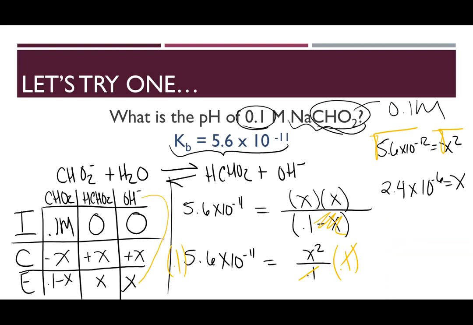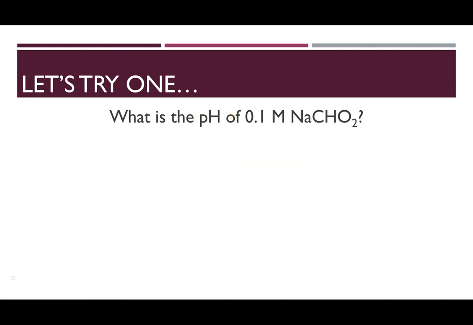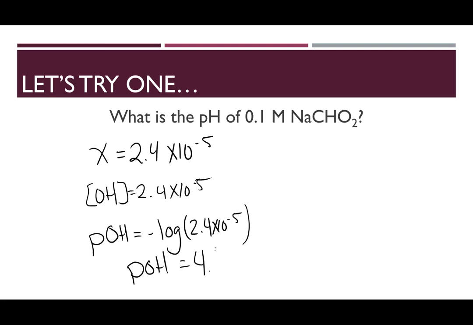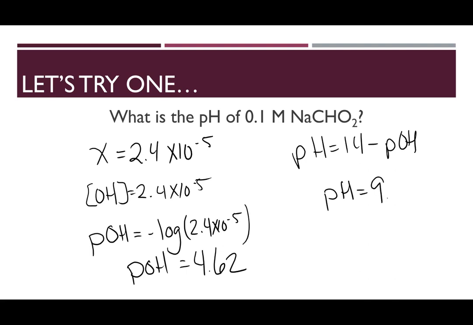So X is the equilibrium concentration of hydroxide, and ultimately we're trying to get to pH, okay? So if X equals 2.4 times 10 to the negative 6, our hydroxide concentration at equilibrium is 2.4 times 10 to the negative 6. To get the pOH, I'm going to take the negative log of that. So pOH is negative log 2.4 times 10 to the negative 6. We get 5.62. And then pH is 14 minus pOH. So pH equals 8.38.